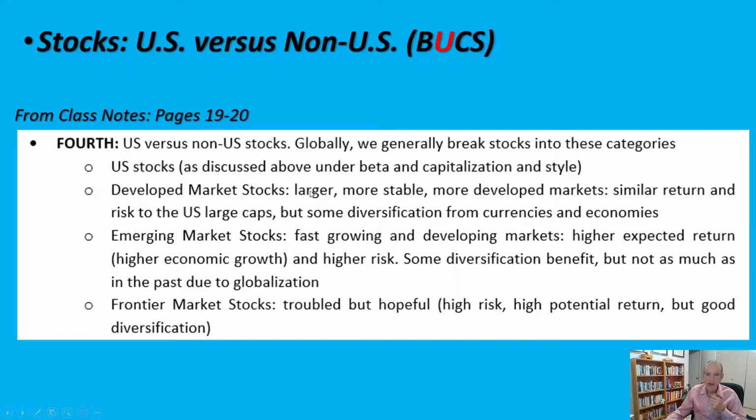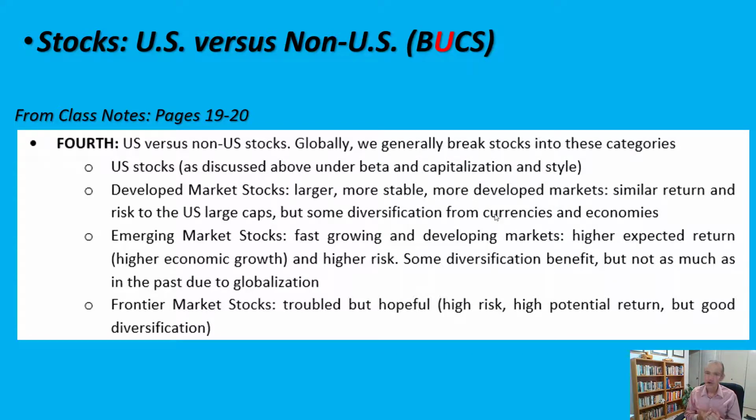But developed markets are the larger, more stable, more developed markets. They have similar returns to the U.S., similar risk to the U.S., but they do offer some diversification because their currencies and economies may not be moving together. And here you notice currencies is actually a good thing. Remember when we did non-U.S. bonds? Currencies are so volatile that they just dominated. You didn't notice the bond piece. All you noticed was the currency piece. But here with non-U.S. stocks, the stocks themselves are very volatile. The currencies are volatile, but the currencies help diversify your portfolio some.